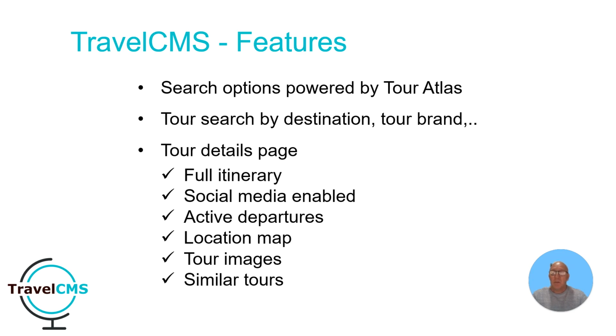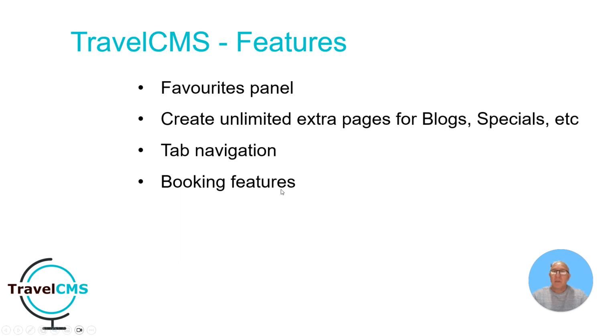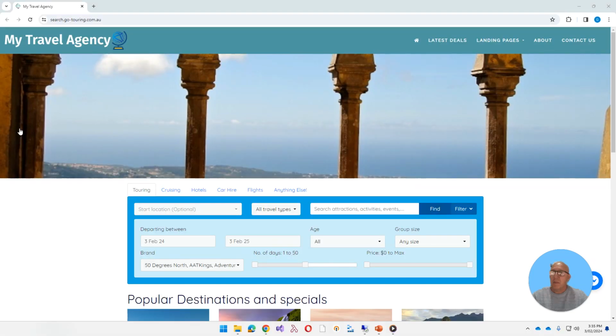We have location maps, tour images. We have a system of similar tours. We have a favorites panel. On the system, you can create unlimited pages, extra pages for blogging or some specials or whatever you want to use them for. We have tab navigation and we have a booking feature. I'm going to show you our sample site and I'll run through those features now.